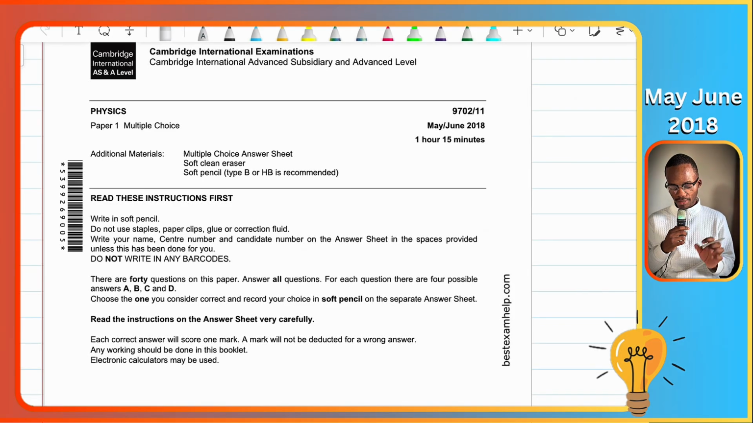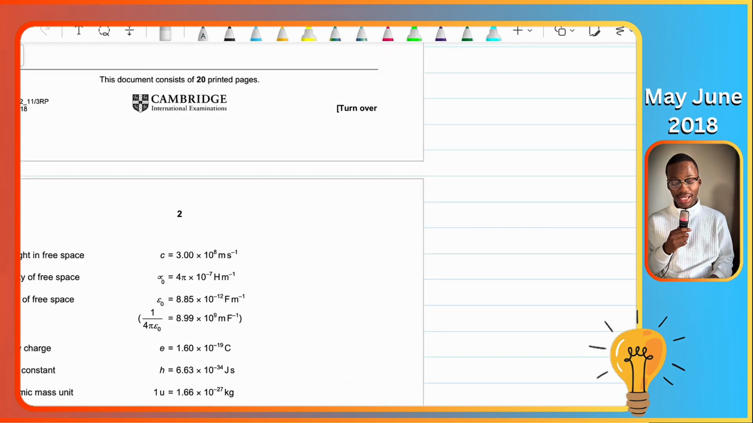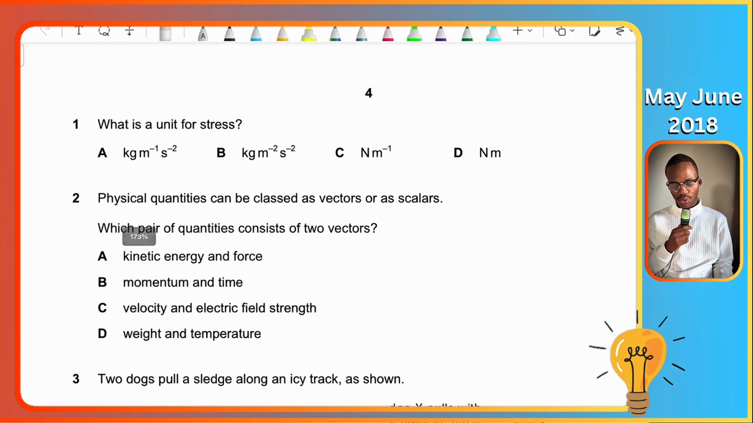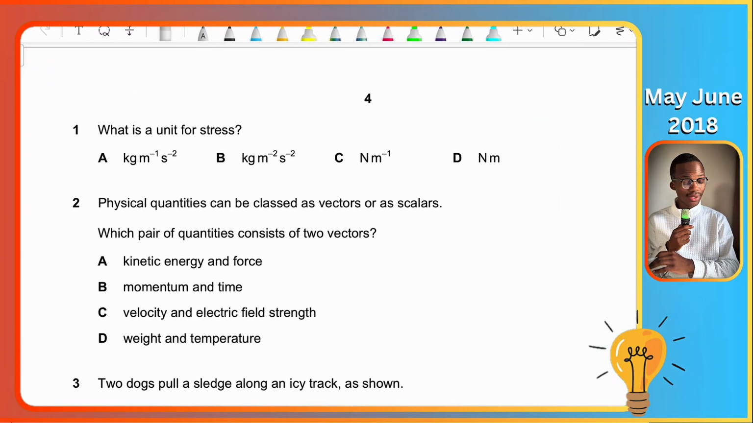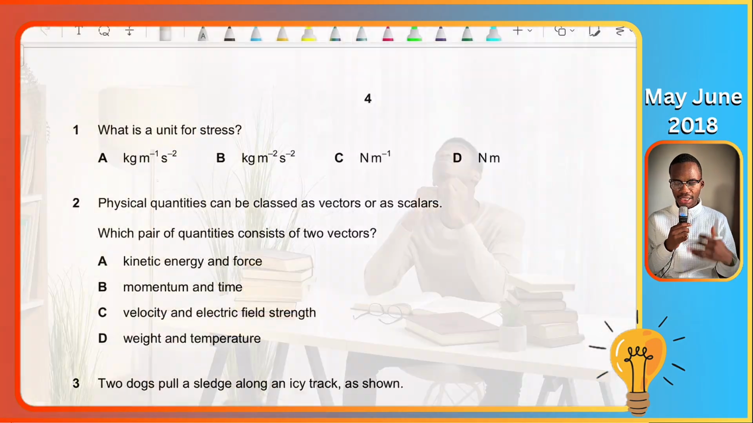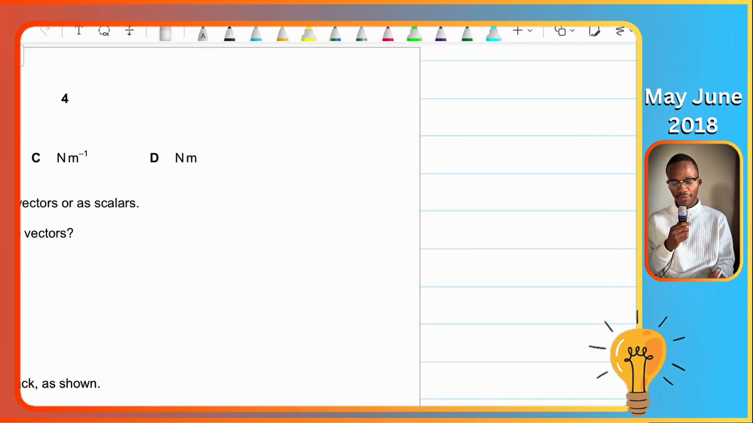So today we're going to be solving the May-June 2018 question paper 1-1 for physics. So let's get started with the first question. The first question asks us, what is a unit for stress? Now, this is not the normal stress that you're used to, being stressed about exams or stuff like that. This is a different kind of stress which is defined differently.